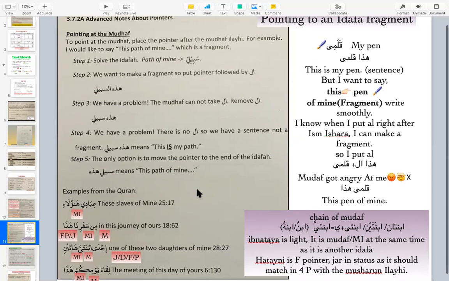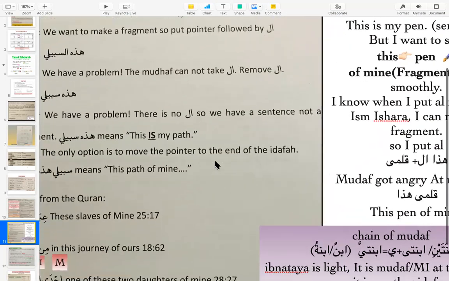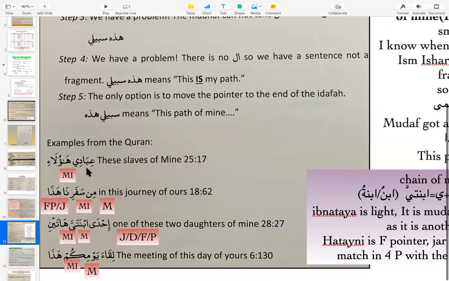So we always put it after the idafa fragment. Now these are examples from Quran-e-Pak. It says ibadi haulai. So again, ibadi is what? Our idafa fragment, and haulai came after it. So these slaves of mine. Then we have min safarina hadha. So min, from safarina, our travel, hadha, this. So this travel of us, or this travel. This is Surat Kahf. When Hazrat Musa alayhi salam was traveling and he was kind of tired, I think he said this, this traveling of us. And this haza is pointing to this safarina.